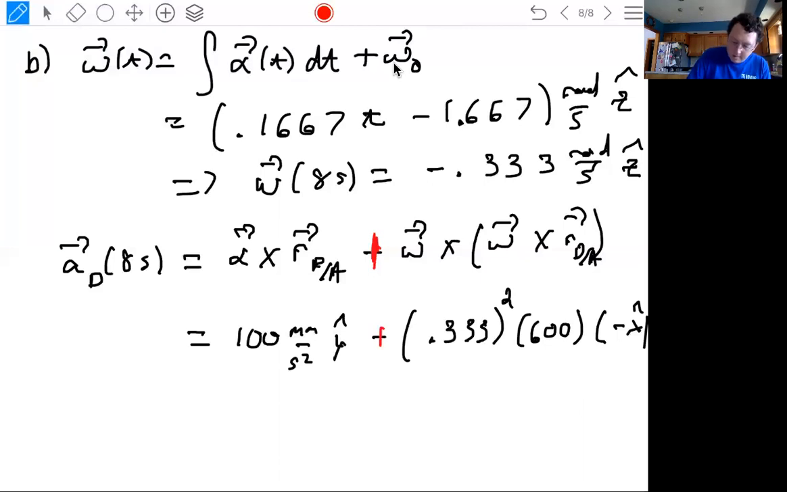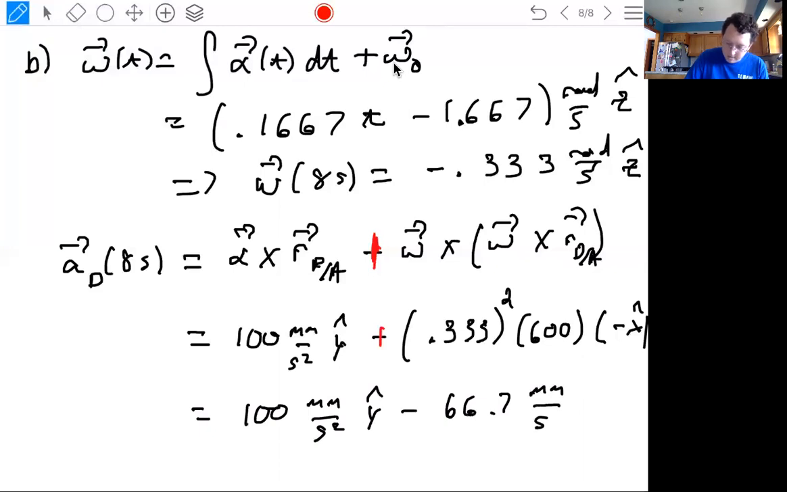So this gives me 100 millimeters per second squared y hat minus 66.7 millimeters per second squared x hat. Very good. And to find the change in theta, or the number of revolutions, that's a scalar quantity. So vector stuff doesn't really change the analysis at all on that. So I'm not going to redo that one. You would proceed exactly the same way.